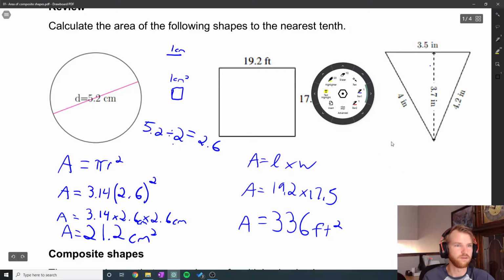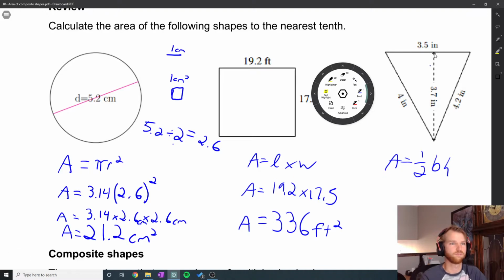And lastly, to find the area of a triangle, our area is equal to 1/2 base times height. Okay, so even though it's upside down, we'd still call this our base. The height is how tall the triangle is, and the base would be how far across it goes. So it should make kind of like a T when you do it.